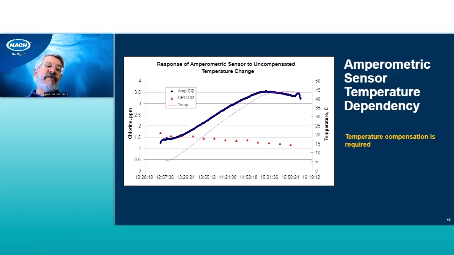As we can see, it goes from about 1.5 up to about 3.5, even though the actual concentration doesn't change, because the temperature changes.